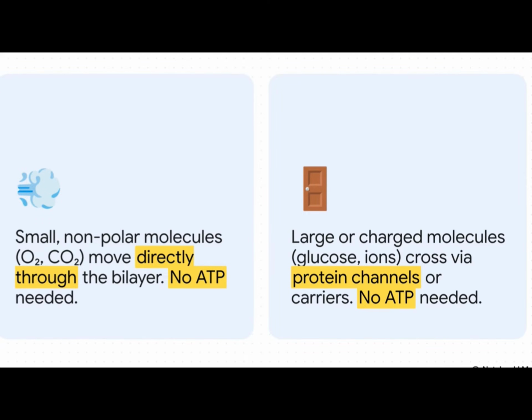So there are 2 main types of passive transport. The first is simple diffusion. This is for small, nonpolar molecules like oxygen and carbon dioxide. They're like tiny spies that can just slip right through that oily phospholipid core, moving from high concentration to low.